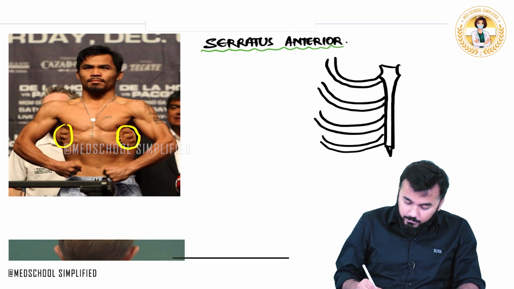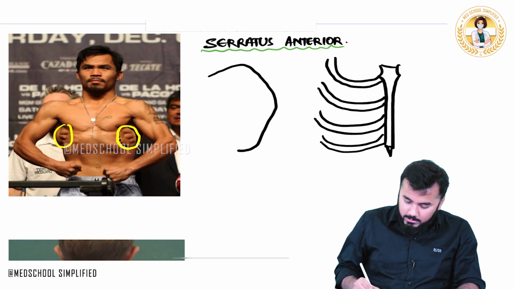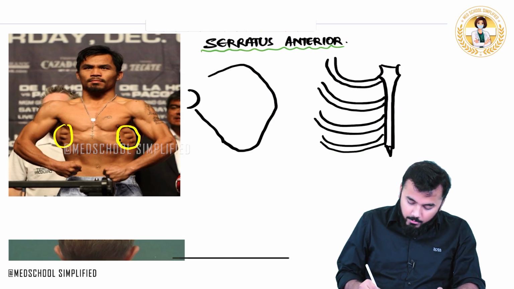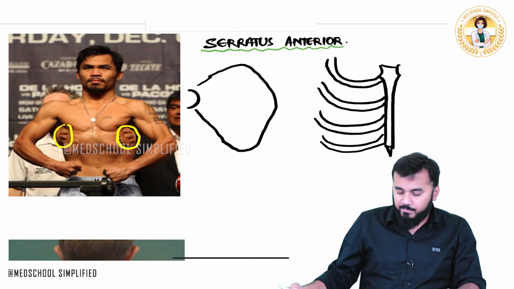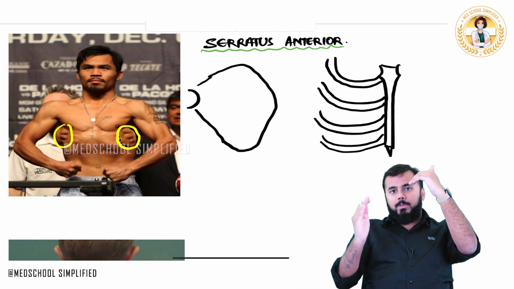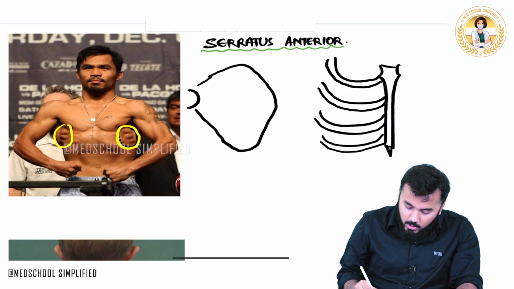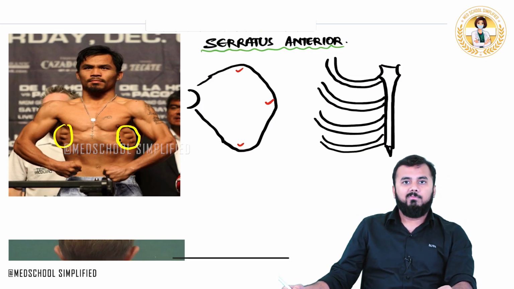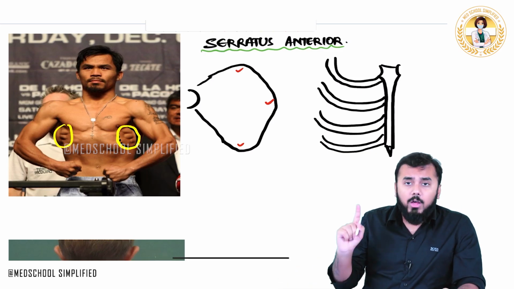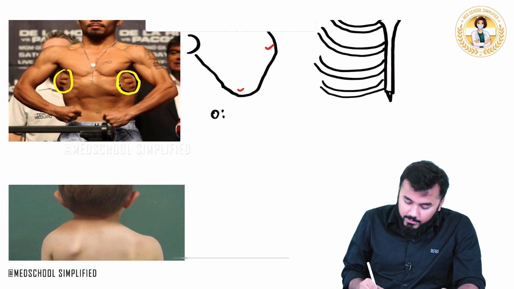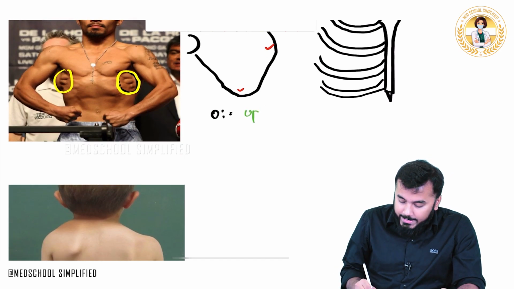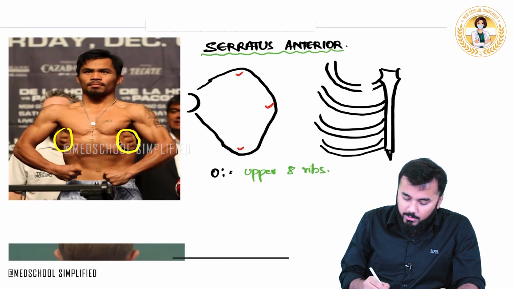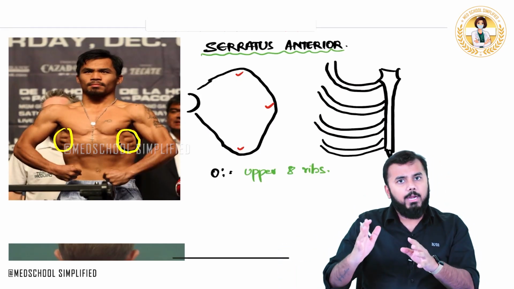Now all of you know that we have a scapula like this, and one very important thing, we have the superior border, the medial border, and the inferior border. So this border is called the superior, this is the medial, and this is the inferior border. Now the origin of this muscle is from the upper 8 ribs. You have the ribs 1 2 3 4 5 6 7 8, and from the upper 8 ribs the origin starts.